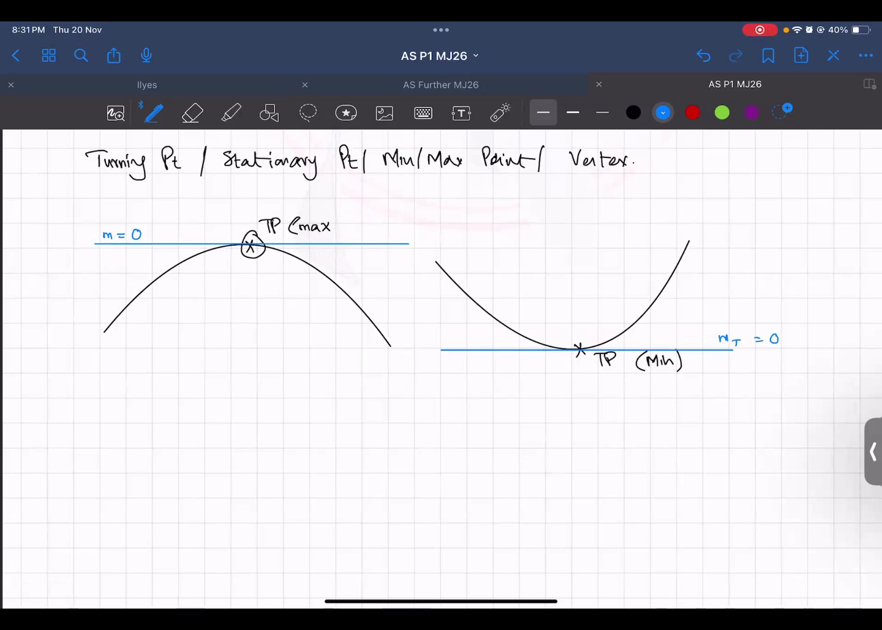So this means that to find the turning point, what do you do? You set dy by dx to zero, which you know is the gradient of the tangent. So this is the thing that you do. You find the derivative and then you equate it to zero. Then solve to find x. And those will be the x coordinates of the turning points.